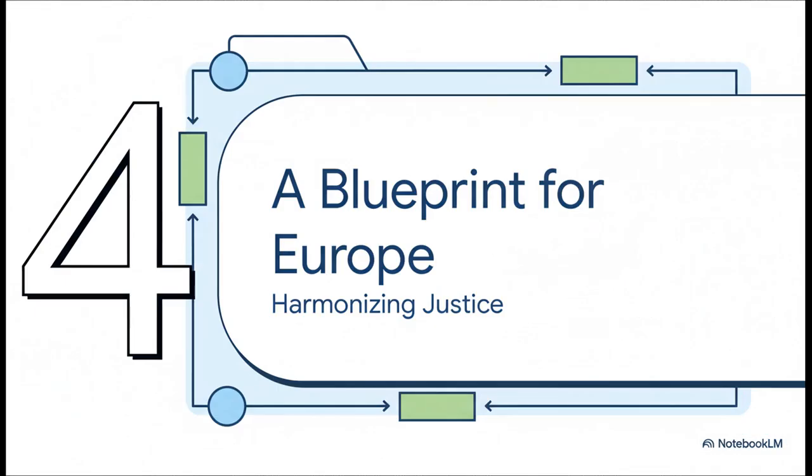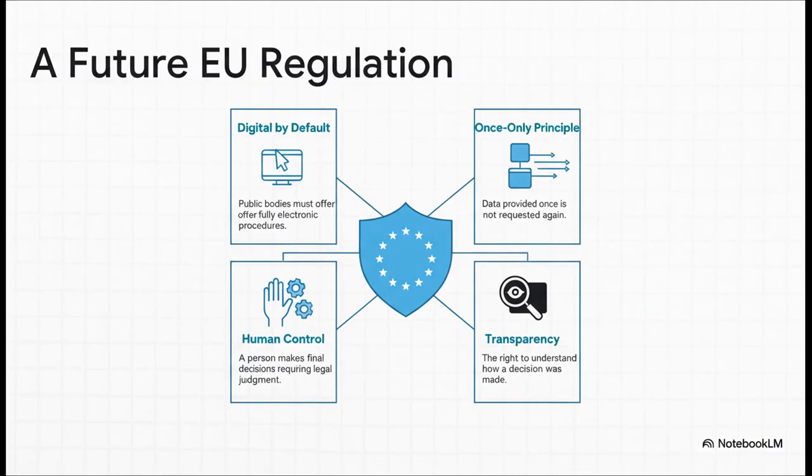So, with these foundations firmly in place, we can turn to our final section, Part 4, what a blueprint for a harmonized digital justice system could look like across the entire European Union. A proposed EU regulation would be built on 4 core principles. Digital by default means public bodies have to offer electronic options. The once-only principle is the one that saves you from having to submit the same info over and over again. And most critically, it would enshrine human control over key decisions and the right to transparency. Your right to understand how and why a decision about you was made.